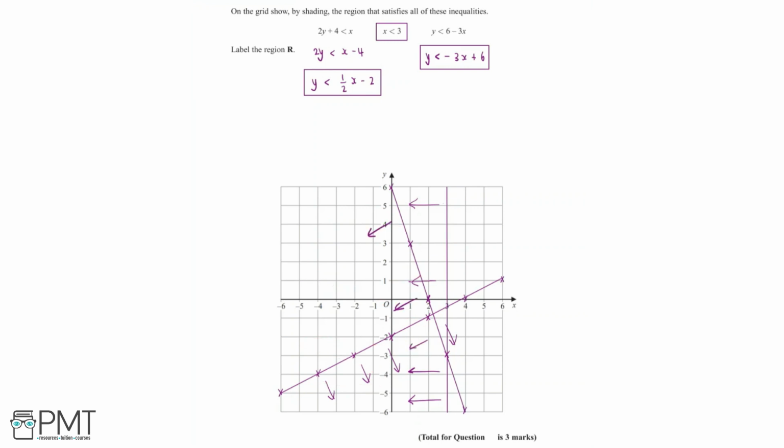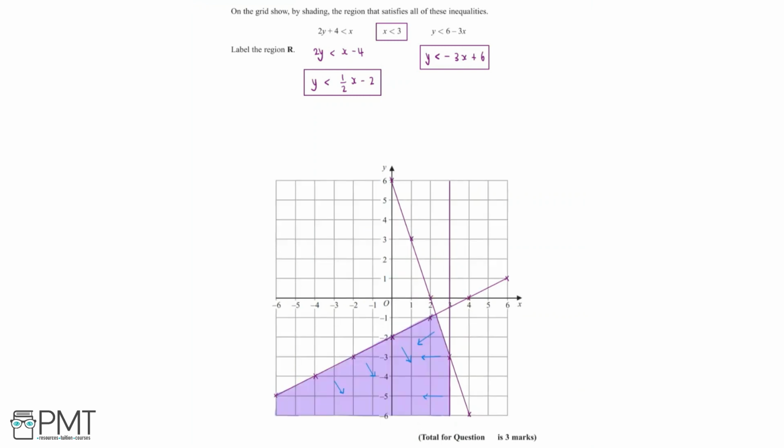Now on our graph, each of the three lines are drawn with their associated arrows, and so we need to find the region that satisfies all of these inequalities. And so this area would be one where you can see all three arrows, and so we can see that over here. You can see that we have the arrows from the line y is less than half x minus 2. We then have the arrows from the line x is less than 3. And then we have the arrows from the line y is less than minus 3x plus 6. And so we can see that this region over here is our shaded region.